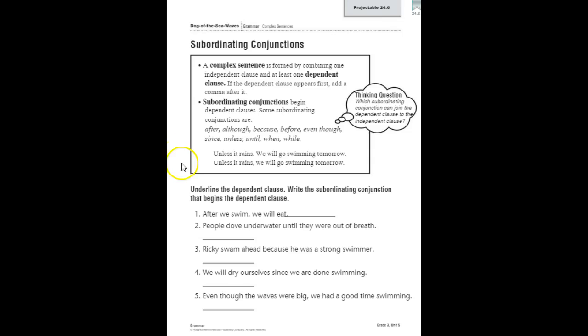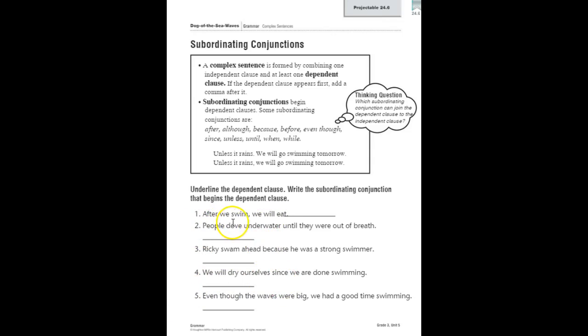Let's look at the example. Unless it rains, we will go swimming tomorrow. Unless it rains, comma, we will go swimming tomorrow. Unless is the subordinating conjunction. So we're going to underline the dependent clause and write the subordinating conjunction that begins the dependent clause. So we're looking for the part that cannot stand alone.